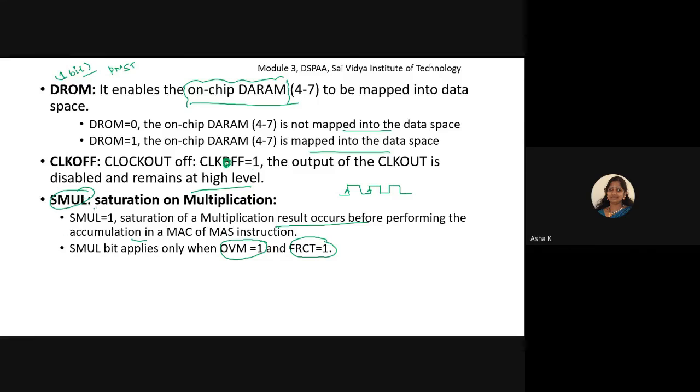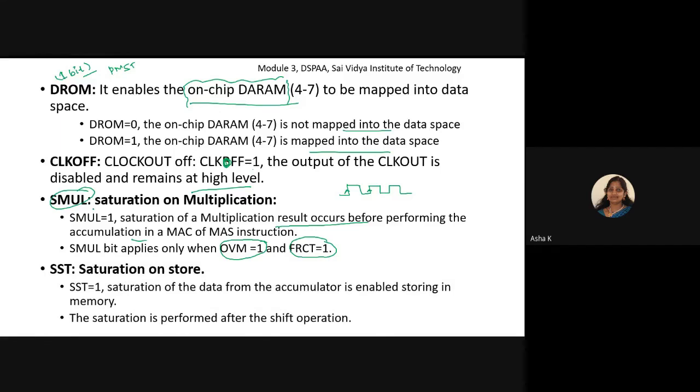If both are equal to 1, then only this SMUL bit is going to apply, and that performs the saturation on the multiplication. The next one we have is saturation on store, SST. The saturation of the data from the accumulator is enabled when storing in the memory. The saturation is performed after the shift operation. So whenever we store the data into the memory space, that memory space may be specified in that particular program.